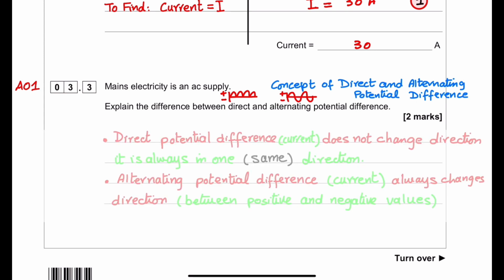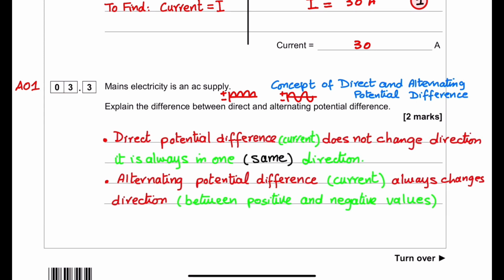Let's see the model answer. Direct potential difference, or the current, does not change direction, it is always in one direction or the same direction, like this one. Whereas in the alternating potential difference, the current always changes direction. It means that the current changes direction from positive to negative, then negative to positive.